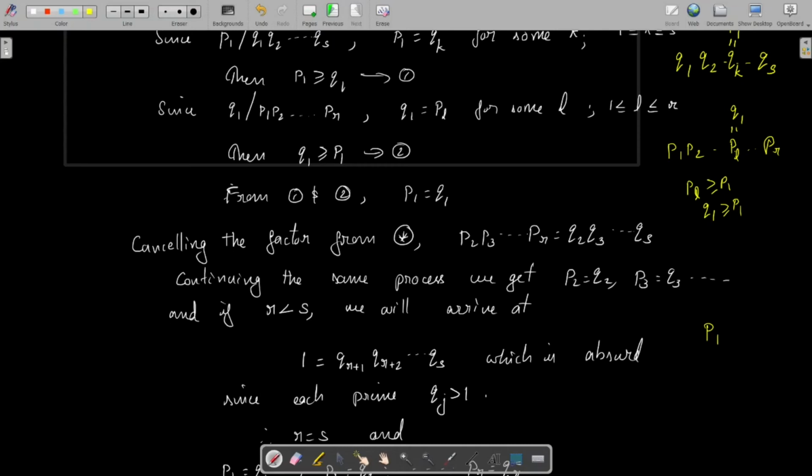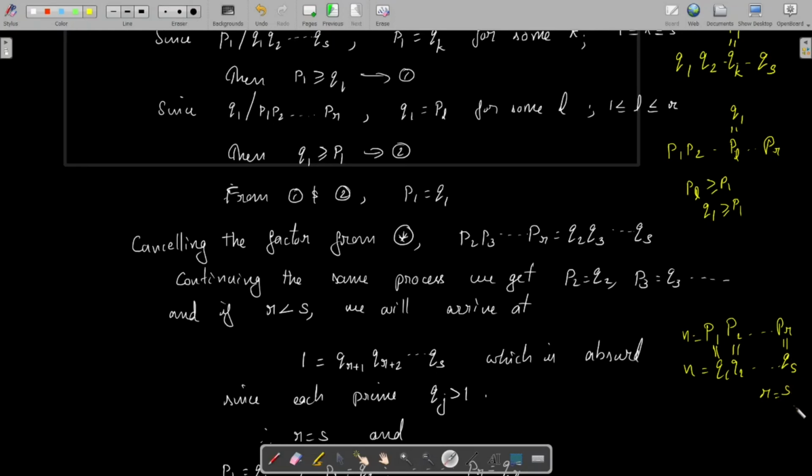Therefore, since we have the product N equal to p1, p2, etc. pr and again N equal to q1, q2, etc. qs, we showed that p1 equal to q1, p2 equal to q2, etc. pr equal to qs since r equal to s. So if r equal to s, both these products are equal.